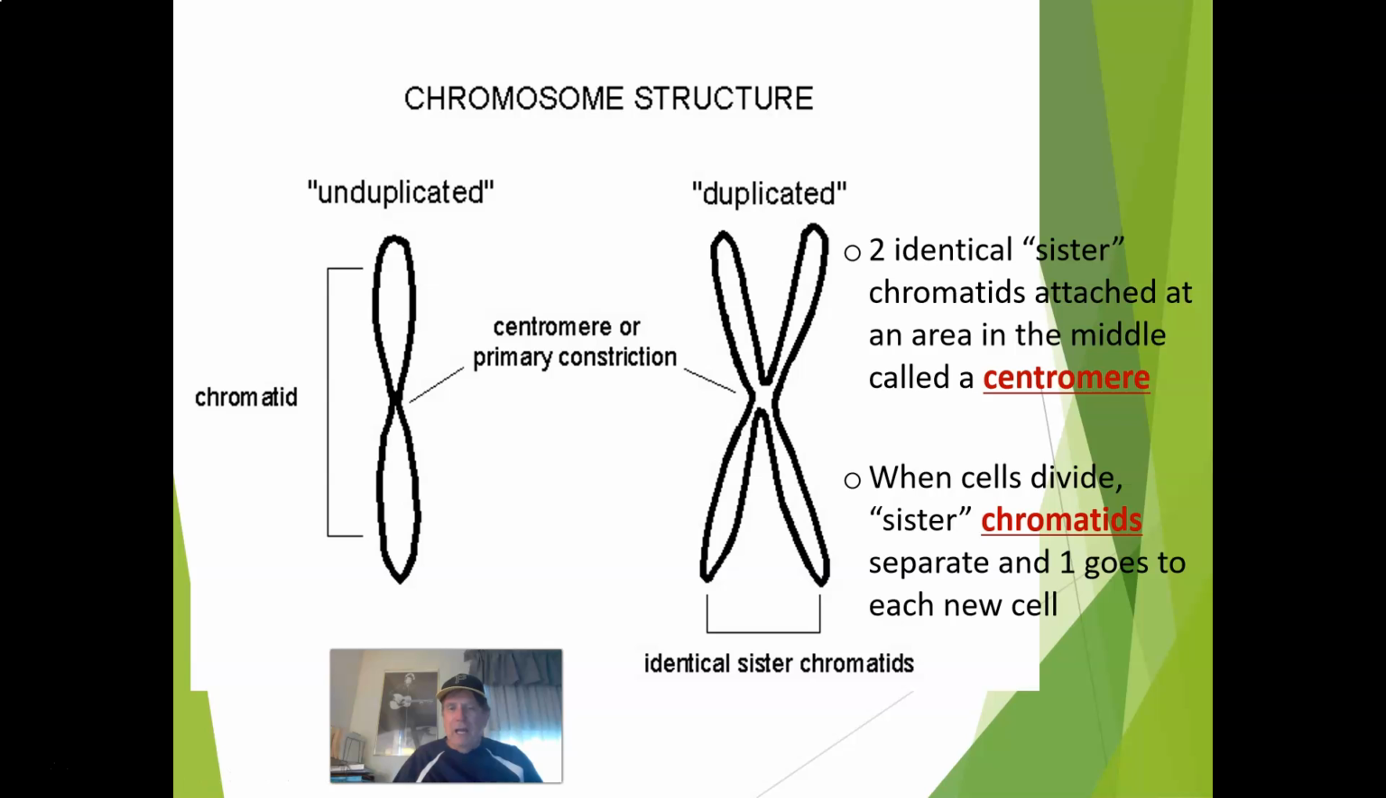When cells divide, sister chromatids separate, and one goes into each new cell. So, as you see, the chromatid thickens up, becomes a chromosome, duplicates itself, and then when cells divide, so each cell has the right amount of DNA in it, and the same amount of chromosomes, that these chromosomes pull apart. The sister chromatids pull apart.